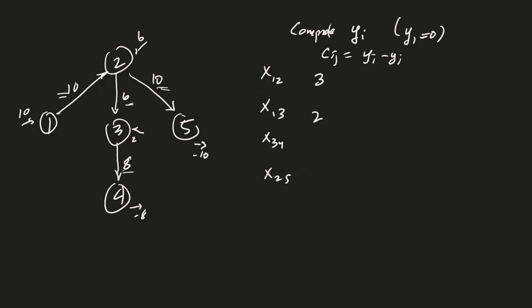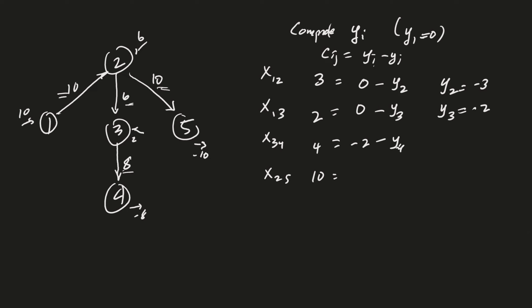3, 2, 4, 10. Okay, and so that's going to be equal to, now y1, this is going to be y1 minus y2, right? So that's going to be 0 minus y2. And so therefore y2 is minus 3. Good. And now here we have 0 minus y3. And so therefore y3 is minus 2. And so here we have y3 minus y4. So y3 minus y4.